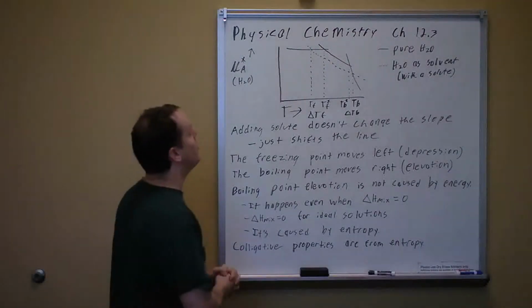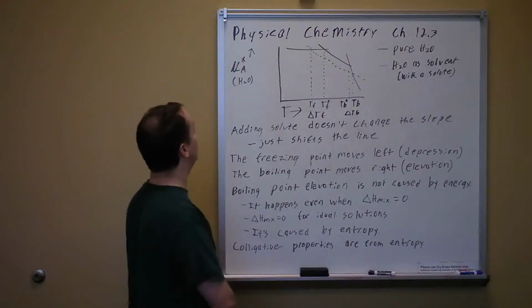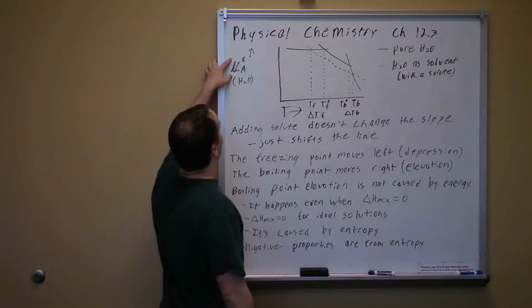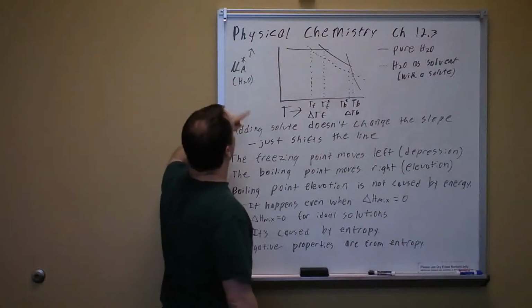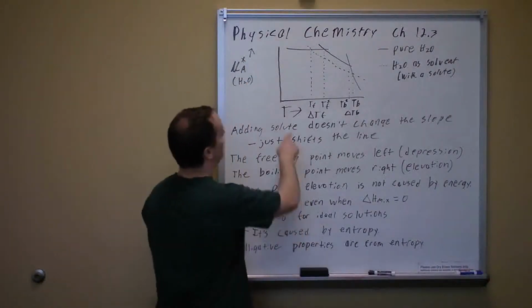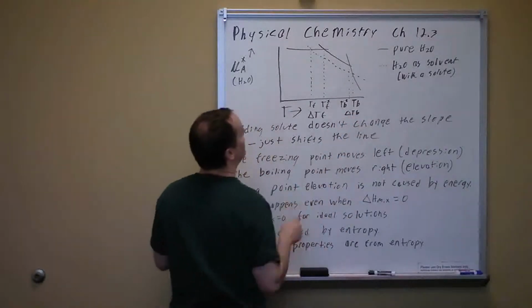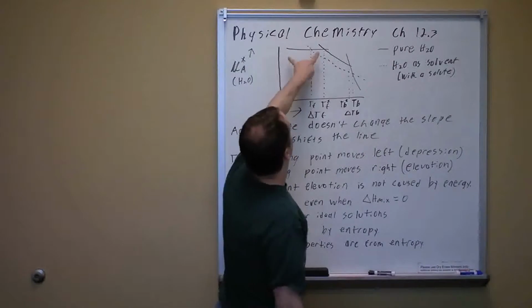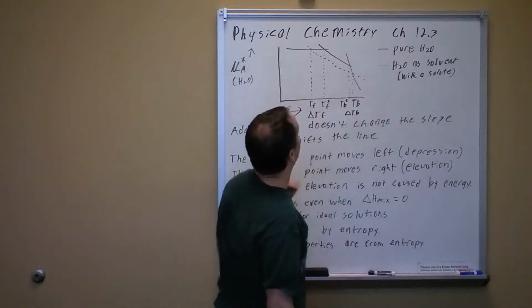Okay, this is physical chemistry. We're in chapter 12, section 3 still. So here's a graph just like the one before. We have the chemical potential of A going up in that direction. We're talking about water still. And then we have increasing temperature this way. Now these solid lines, these are the pure water just like we had before. This is the solid region, the liquid region, the gas region.